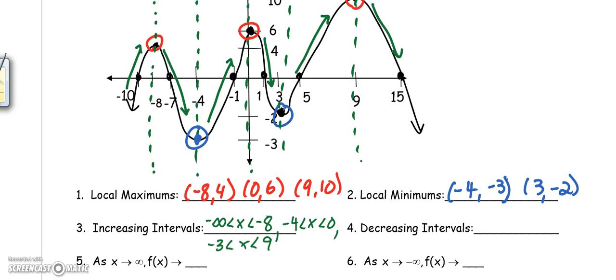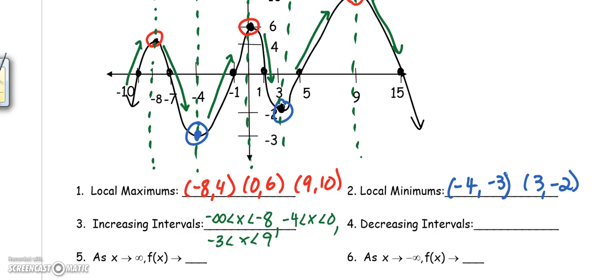Alright, then we want to look at the end behavior. As x is going to infinity, since it's infinity, that's positive, we're looking at the positive end. F is going to -infinity. It's going to -infinity because it's going down. Then as x goes to -infinity, negative, we're looking at the negative side. So over here, f is going to -infinity also because that arrow is pointing down.